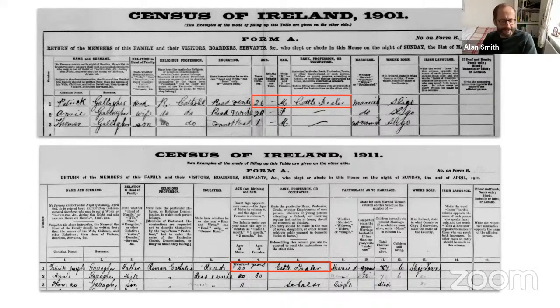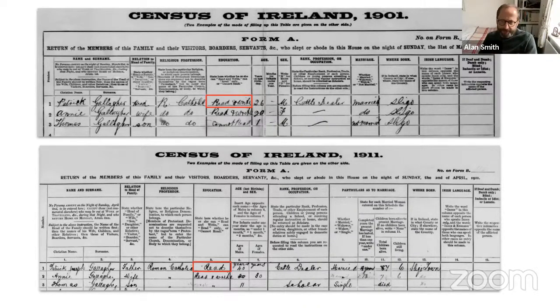But I like to think that Patrick Joseph Gallagher was being just a little bit more honest on the 1911 census form, which is interesting because another piece of information that he tells us is that in 1901, he said that he could read and write. And yet in 1911, he lists himself as just being able to read.